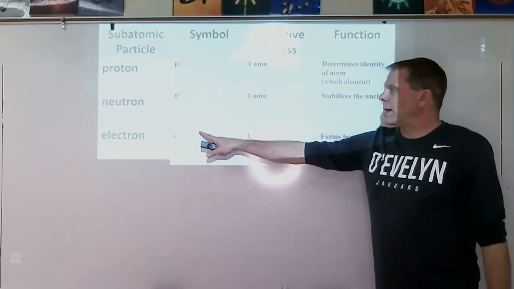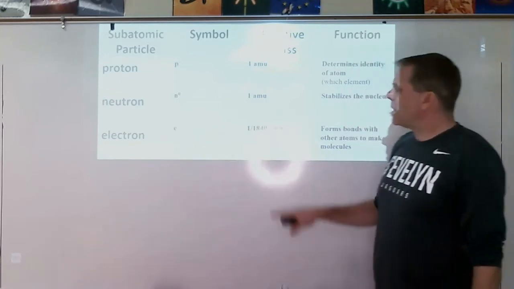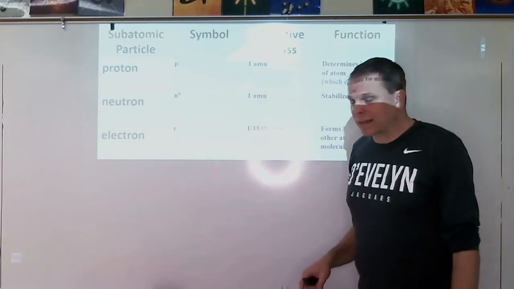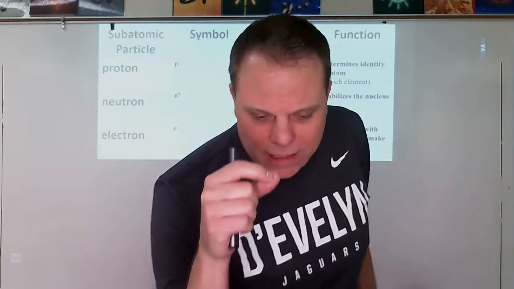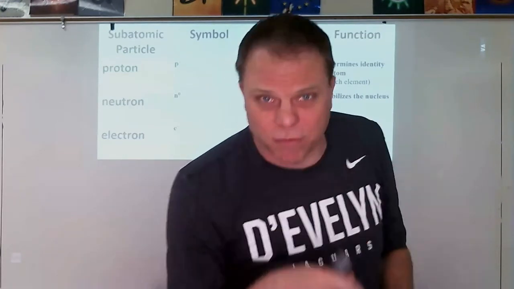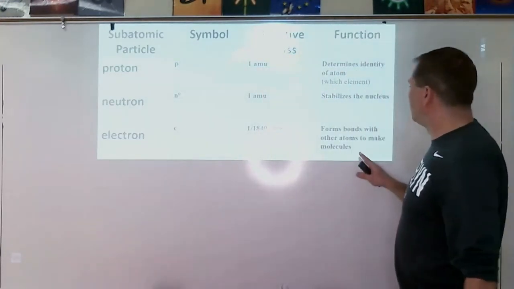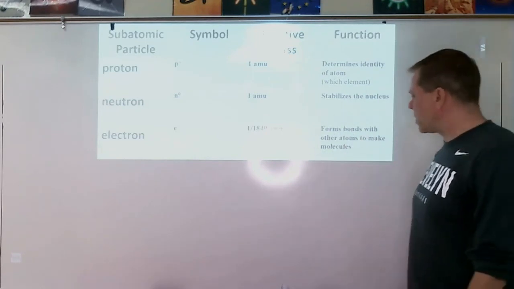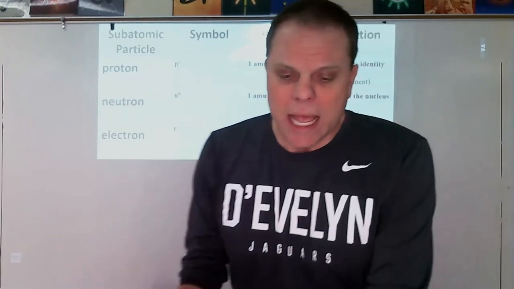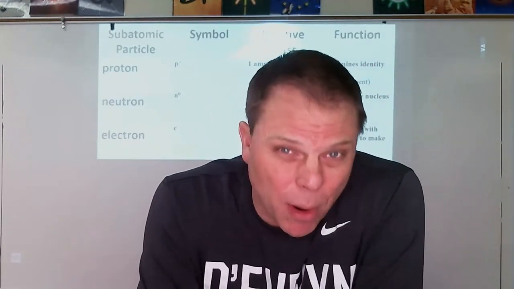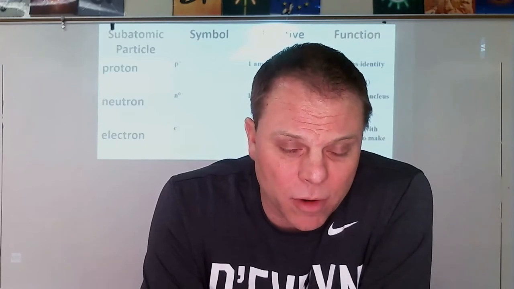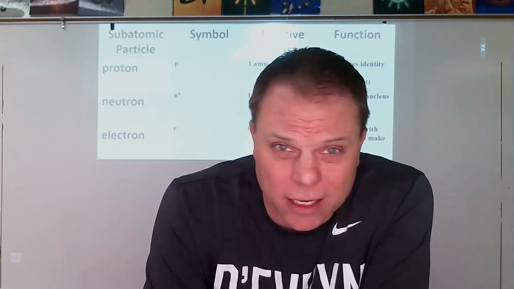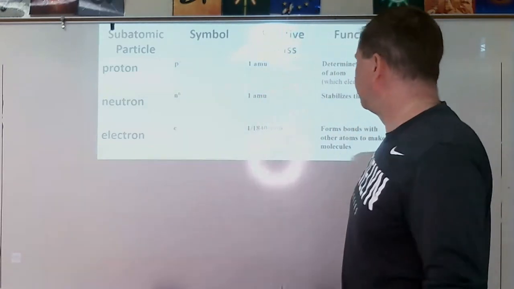And then our electron has a little negative sign on top, and its mass is 1/1840th of an AMU, pretty much nothing. It's kind of like a little dime on top of a gallon jug of milk. It just isn't going to measure up to much at all. And then what is the function? Well, it's going to be forming bonds with other atoms to make molecules. It gives the reactive properties of the elements. Okay, so the number of electrons in the valence shell will determine the reactive properties of those elements. Is it reactive? Is it not? How does it react in certain situations?